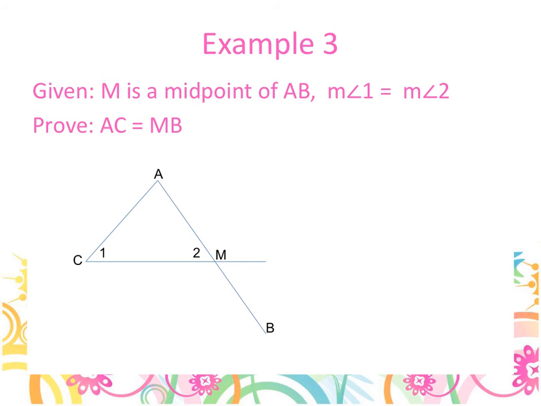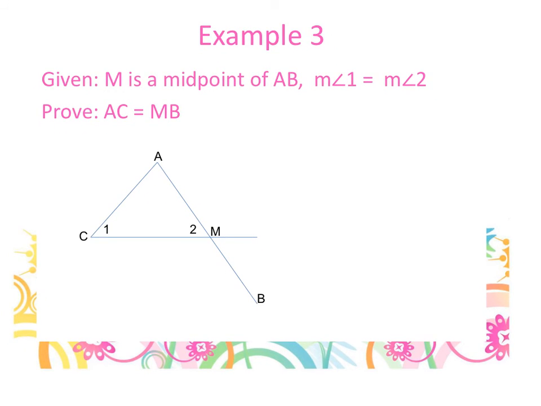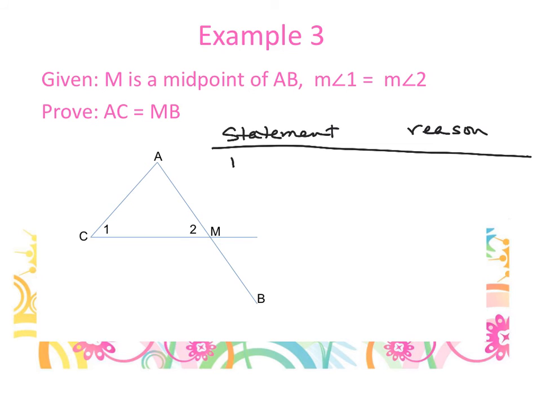All right, so again, when you're doing a proof in the homework, put in the given. At least get this thing set up. So I'm going to have a statement column and a reason column. We always write 2-column proofs. So I'm going to restate my given. So I'm going to state that M is the midpoint of AB, and that the measure of angle 1 equals the measure of angle 2. I'm going to put both of my given together.